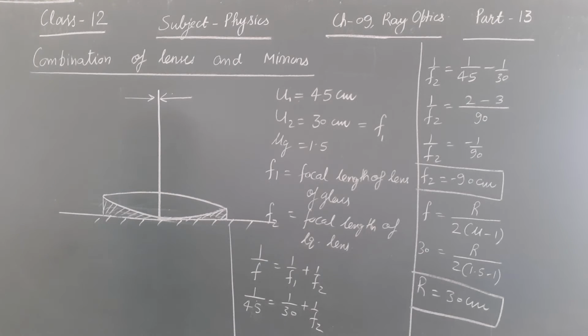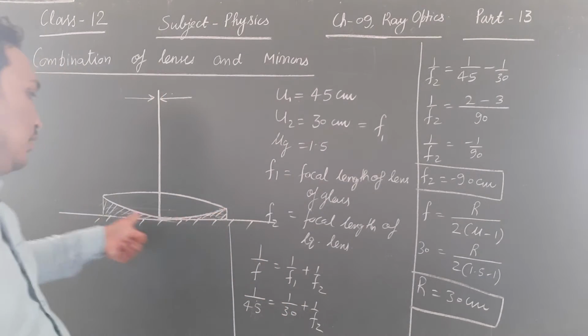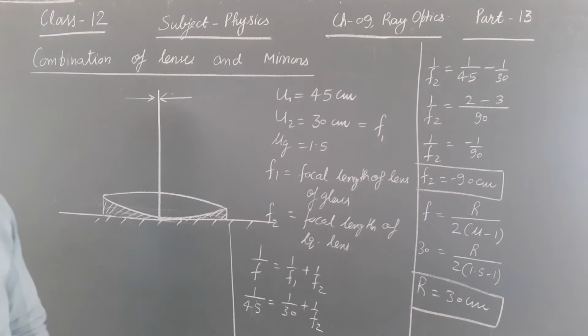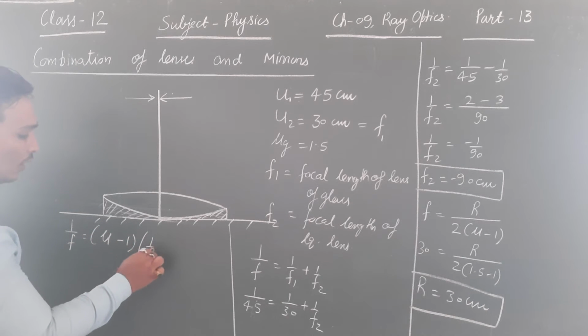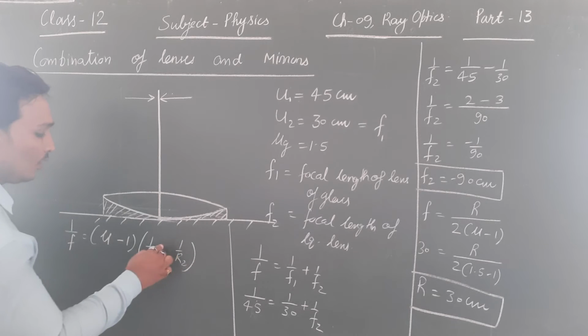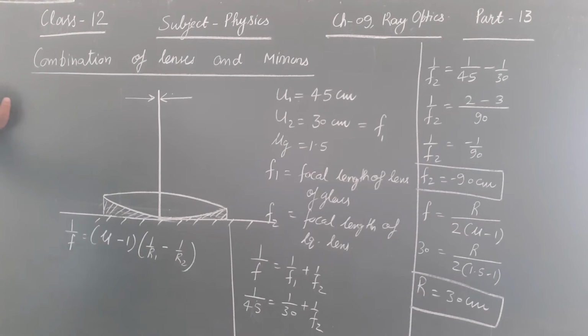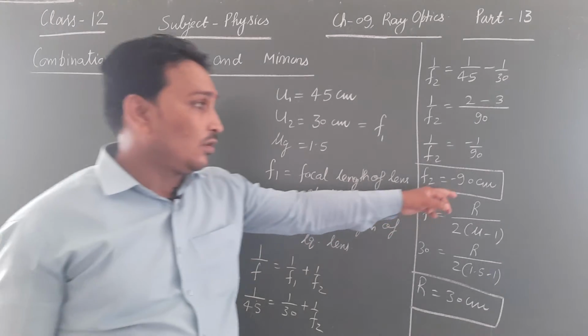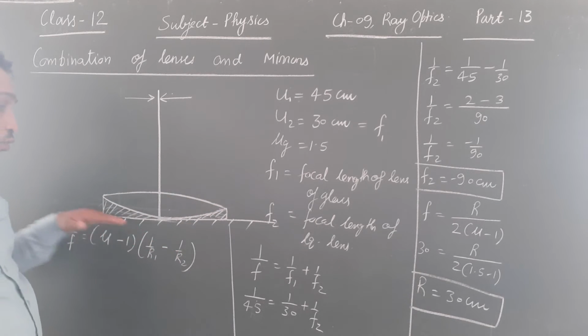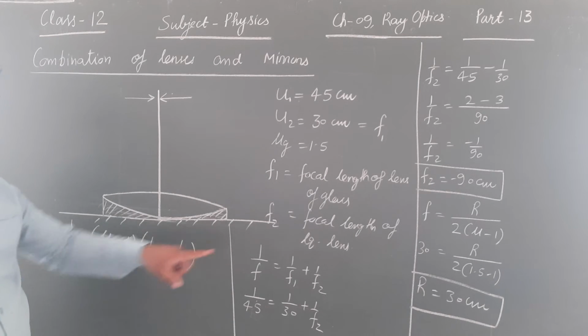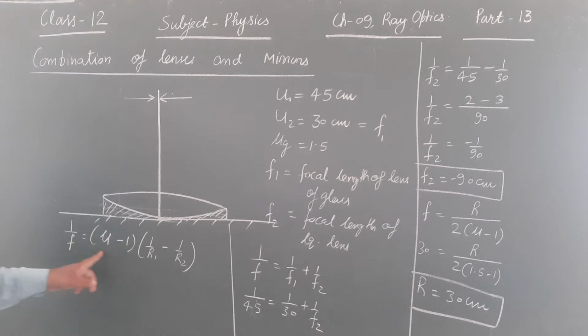Now for the liquid lens, we calculate its focal length by the lens maker's formula. What is the lens maker's formula? Lens maker's formula is 1 upon f is equal to (mu minus 1) times (1 upon r1 minus 1 upon r2). For the liquid lens we can apply it, because we have the focal length, and we have r1. R1 is this surface, and r2 is a plane surface, since it is a plano-concave lens, so r2 is infinity. R1 we have as 30 centimeter, mu we have to calculate, and f we know.